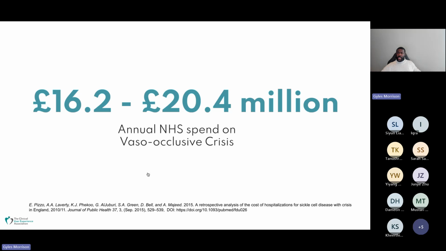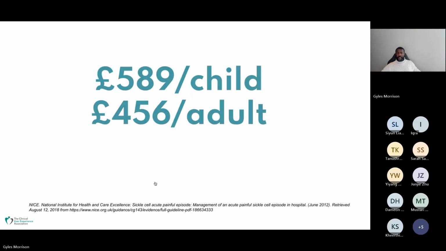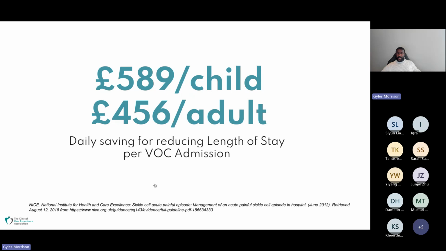But we are spending at least 20 million pounds on vaso-occlusive crises across the country, which is a lot of money. Per day, you could save nearly £600 per child and just over £450 per adult if you can reduce the length of stay in hospital with a vaso-occlusive crisis admission. You can reduce that by being more prompt with treatment, with pain relief and IV fluids, and really making sure there isn't any infection. If there is, treating it appropriately.